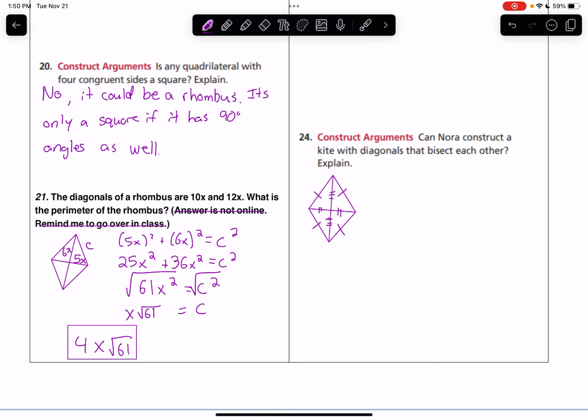So we can say if the kite is a rhombus, the diagonals bisect each other.